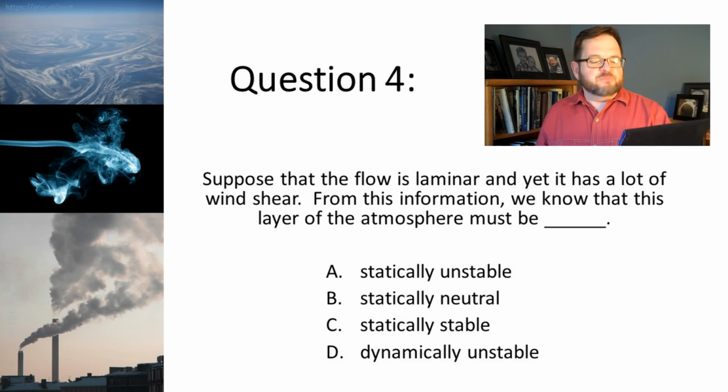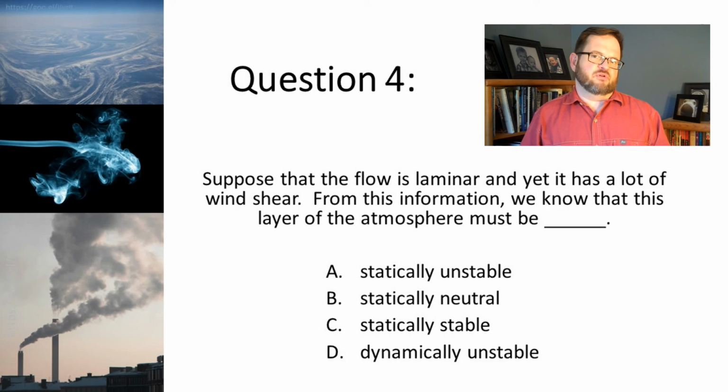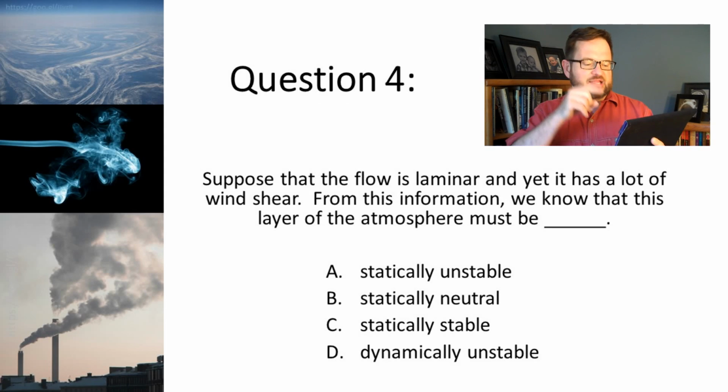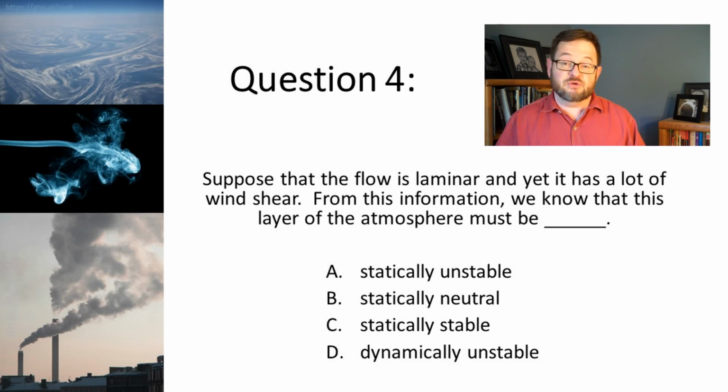Question 4. Suppose that the flow is laminar, and yet it has a lot of wind shear. You measured it or whatever. From this information, we know that the layer of the atmosphere must be A, statically unstable, B, statically neutral, C, statically stable, or D, dynamically unstable. Only one of those is something that must be a consequence of what you observe in that problem. The flow is laminar, but with a lot of shear. Which of those has to be the case? Make a choice from those 4 options and get a little feedback before you move on to question 5.